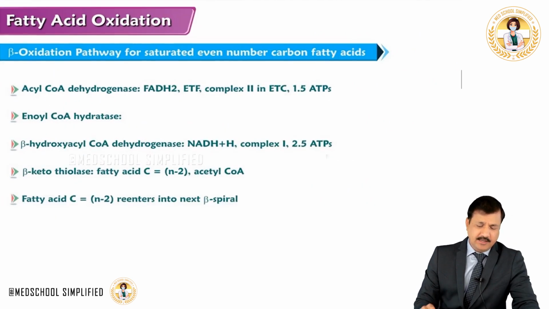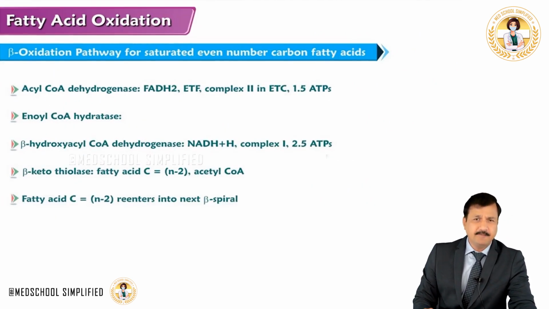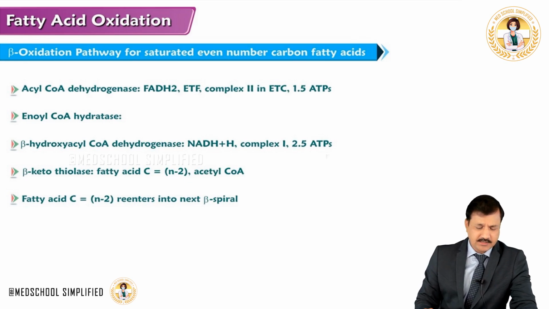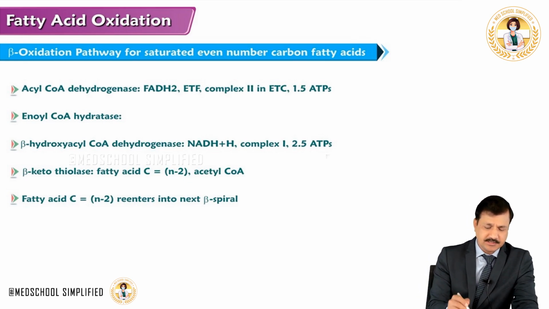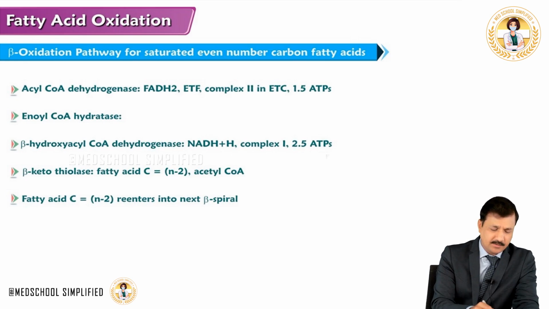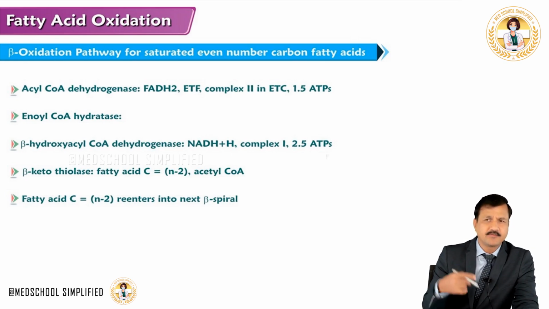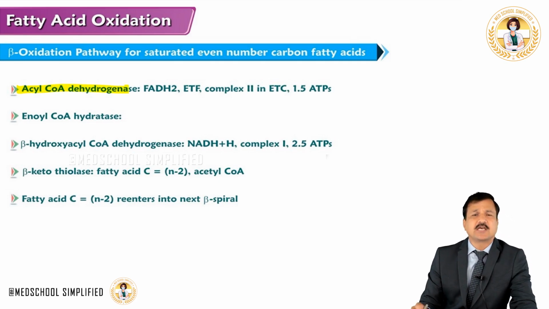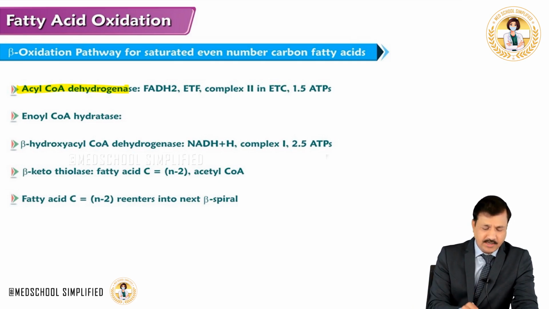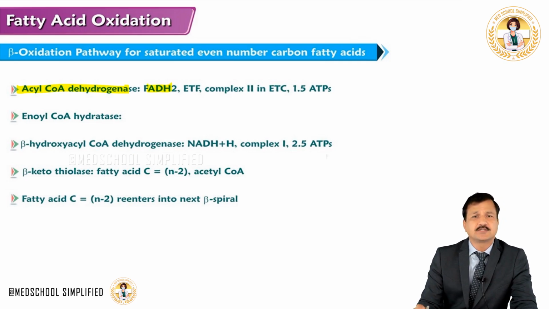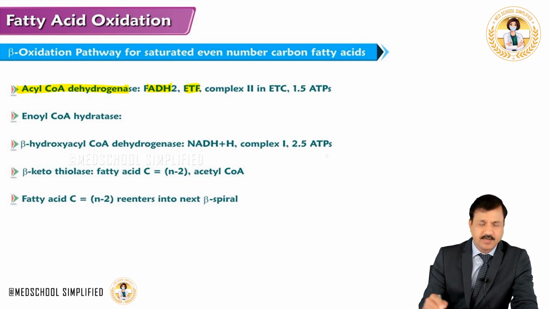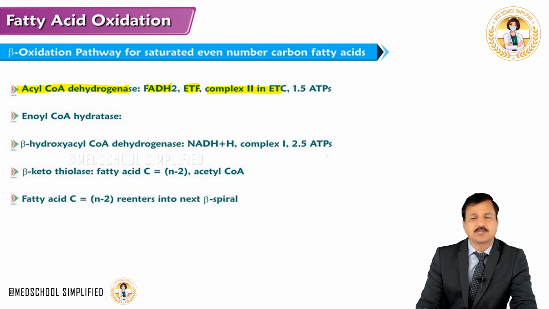Alright, now here is the review of the beta oxidation of fatty acid, especially the saturated, even number carbon fatty acid, from the previous figure that I have explained. The very first reaction is acyl-CoA dehydrogenase, where you get FADH2 going into electron transferring flavoprotein, which feeds the electron transport chain at complex 2, and you get 1.5 ATPs there.